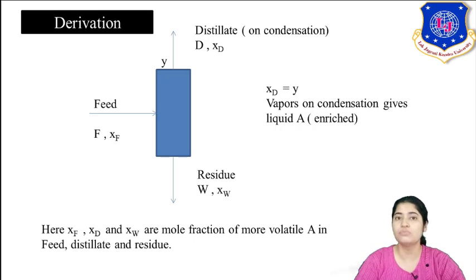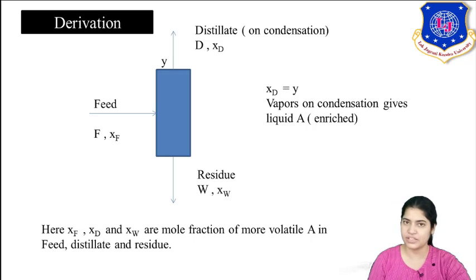Here XF is the mole fraction of the more volatile component in the feed. Similarly, distillate: vapors on condensation give you the distillate. The molar flow rate is D, and the mole fraction of the distillate is XD. Similarly for the residue, W is your molar flow rate and XW is the mole fraction of the more volatile component.